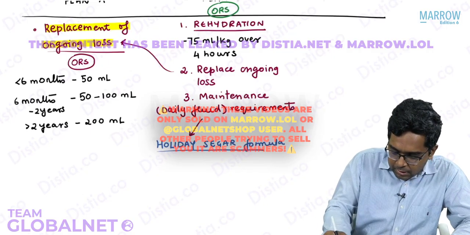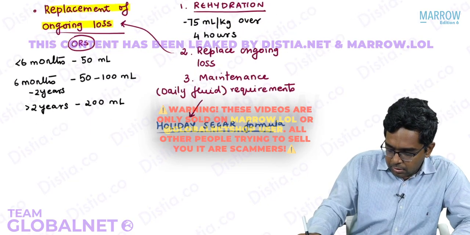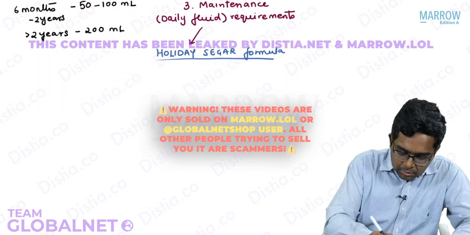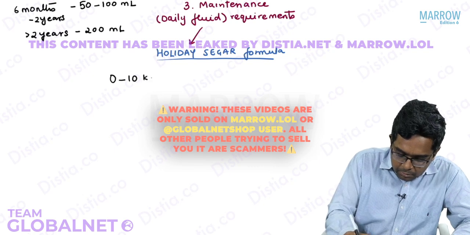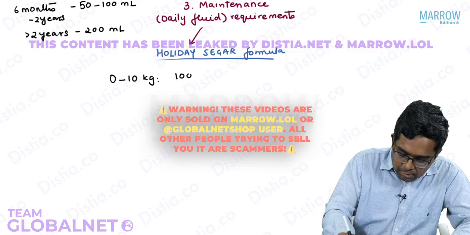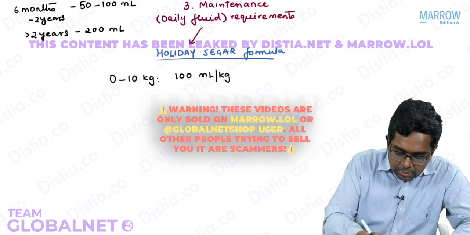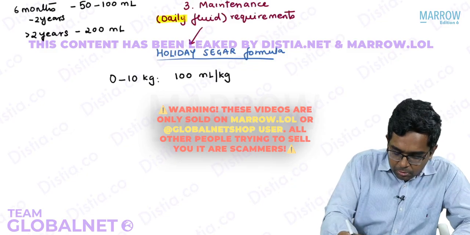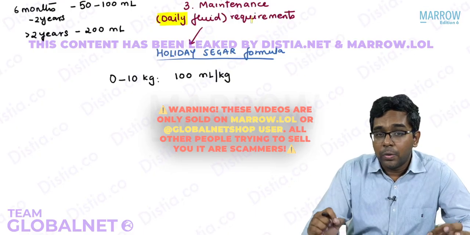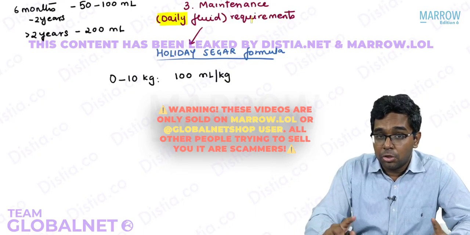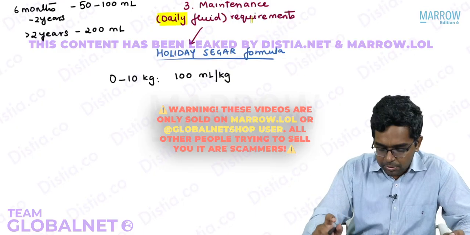Holliday-Segar formula is again calculated according to the weight of the child. If the weight is in the range of 0 to 10 kg, you have to give 100 ml per kg. Remember, we are talking about daily fluid requirement. So whatever fluid I calculate from this formula is for 24 hours or daily usage, not hourly usage. That is the point to be noted.